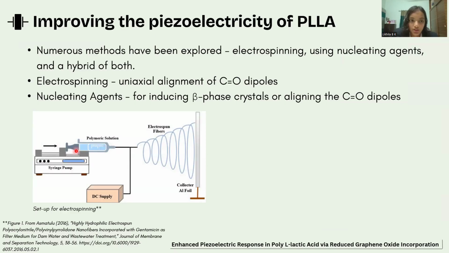The polymer solution is kept in a syringe and pumped out under the influence of a high electrical field. That electrical field interacts with the polymer and orients the carbonyl dipoles in a uniaxial alignment, and hence you get electrospun fibers. And you can use nucleating agents to induce beta phase. Beta phase is the phase where carbonyl dipoles are aligned in a preferential manner, and hence you'll get a net piezoelectric output there too.